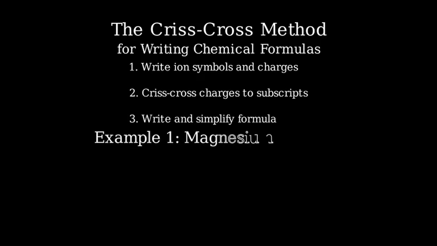Let's look at our first example, magnesium chloride. First, we identify our ions. We have magnesium, which has a charge of +2, and chloride with a charge of -1.